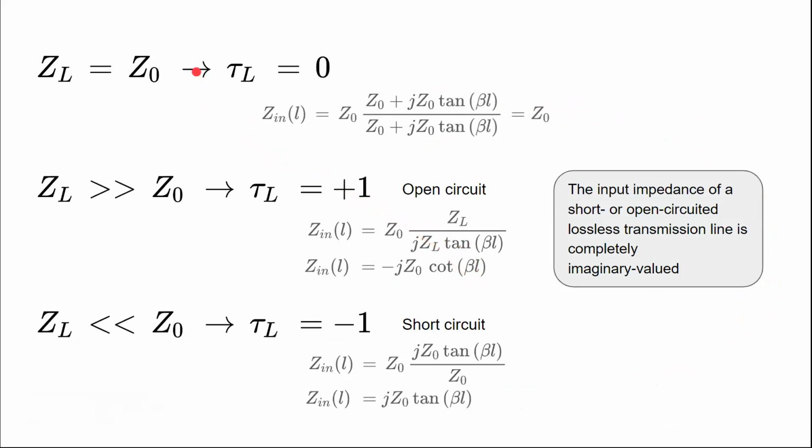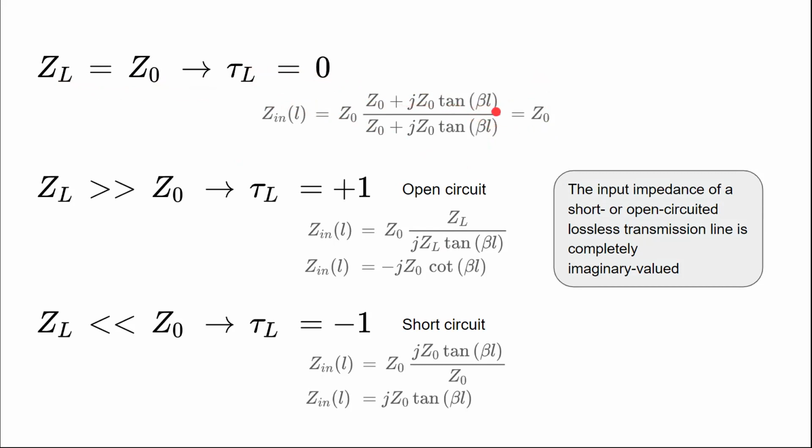Earlier I mentioned that we can consider three special cases. Under those three special cases, we can also find the input impedance of the transmission line using the equation that we derived earlier, right? Once we take into consideration that tau L is equal to 0, in that case ZL is equal to Z naught. So once we consider the case where ZL is equal to Z naught, we can see that the final value of Zin is going to be equal to Z naught.